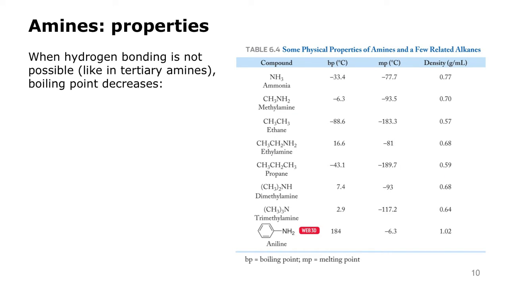And so again, as a result, for their molecular weights, you find relatively high boiling points for simple amines. You can see here that, for instance, methylamine has a higher boiling point than does ethane by quite a degree. If there are no hydrogens on the nitrogen and no ability to form hydrogen bonds, then we find correspondingly lower boiling points. An example of that would be trimethylamine.